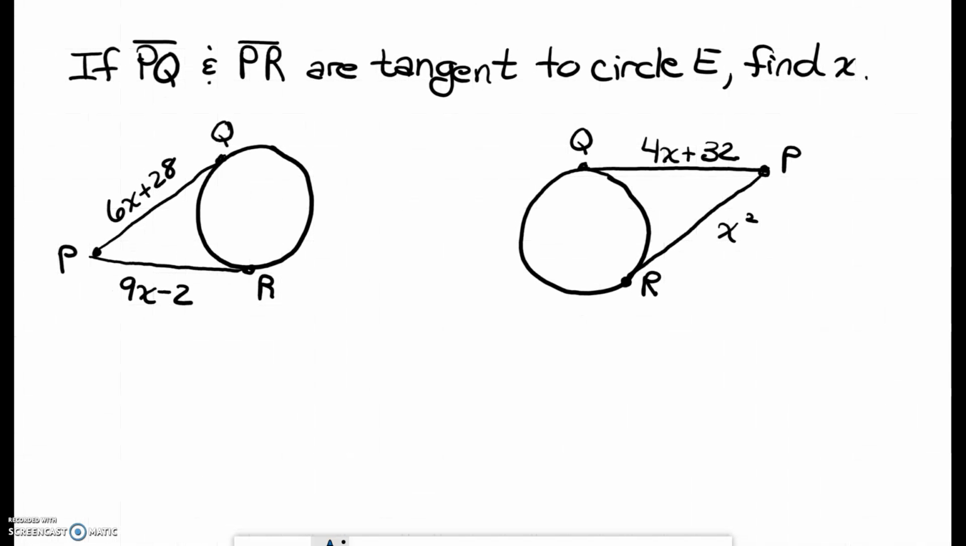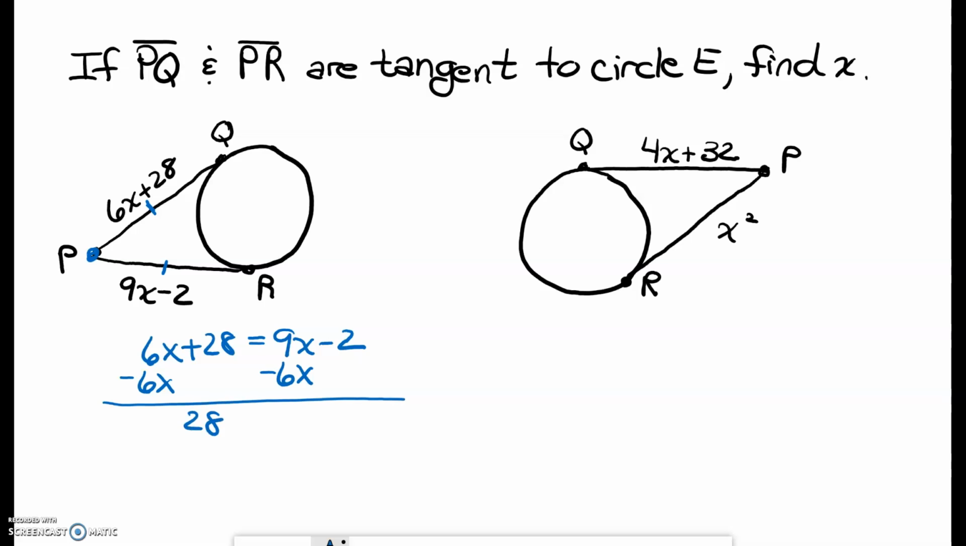So now let's move on. These are similar to 4a and b. If PQ and PR are tangent to circle E, find x. Well, I want you to notice that they share a point outside of the circle. So according to the last postulate we had, these two tangents are congruent. Their lengths are congruent. So if I just set their lengths equal to each other, I am going to subtract 6x from both sides. I get 28 equals 3x minus 2. I'll go ahead and add 2 to both sides to get 30 equals 3x. And when I divide by 3, I get x equals 10.